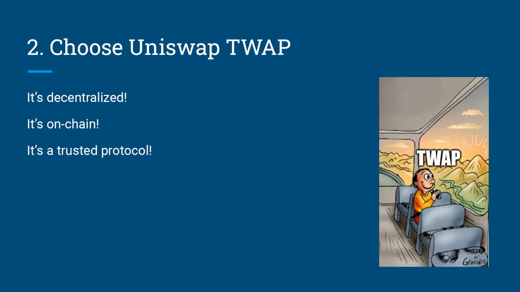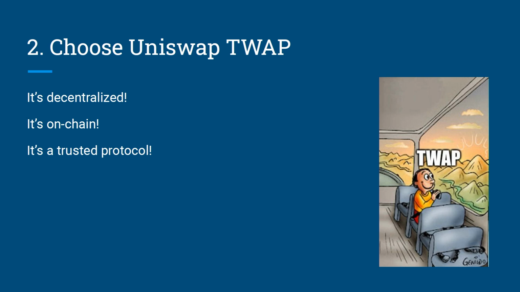Okay, you get a little smarter. You decide spot price is not ideal. Let's use this TWAP. What is this TWAP? TWAP, or TWAP, I don't even know how it's said. I only read this stuff online. It's the time-weighted average price.